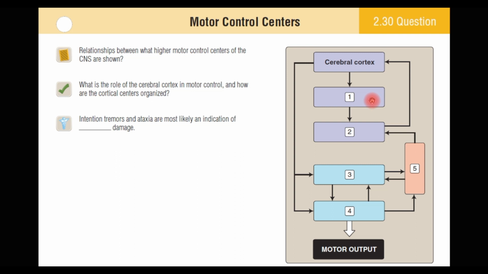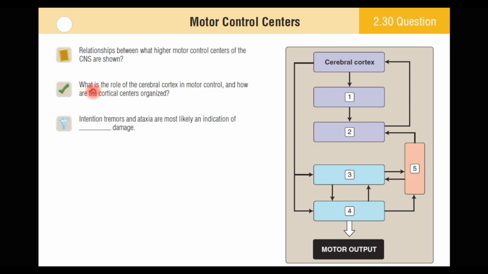Can you fill in the blanks? Number 1, number 2, number 3, number 4. What are these numbers? In number 1, what will come? Number 2, what will come? Number 3, 4, 5. What you have to do is just pause this video for a while and analyze what can fit in these areas.